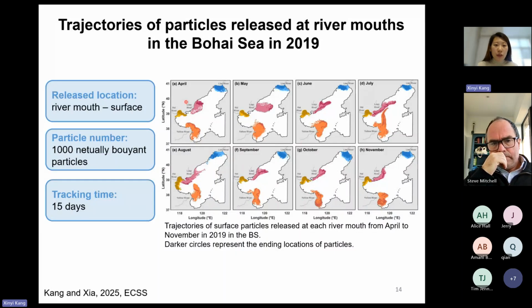And for the particles from the Luan River, the pink ones, in some months they could still travel to the Central Basin, and in August they can travel to parts of the Bohai Bay. And for particles from the Hai River, the yellow ones, and the Liao River, the blue ones, we could see that particles from these 2 rivers are locally trapped in the local regions. They cannot travel to further areas as particles from the Yellow River and Luan River do.